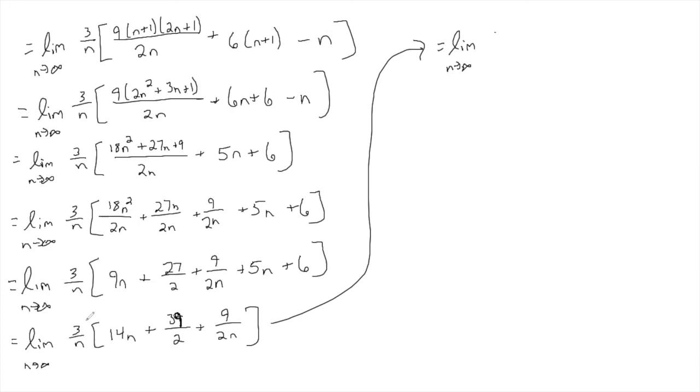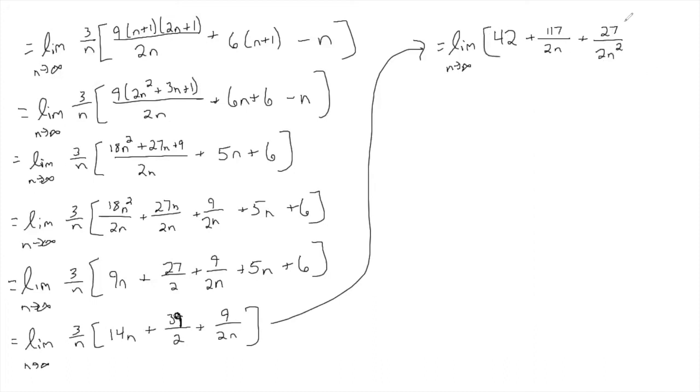So distributing the 3 over n, 3 times 14 gives me what? 42, yeah. 42, the n's cancel, so this is just 42. 39 over 2, 39 times 3 is 117. So I get 117 over 2n, plus 3 times 9, which is 27, over 2n squared.